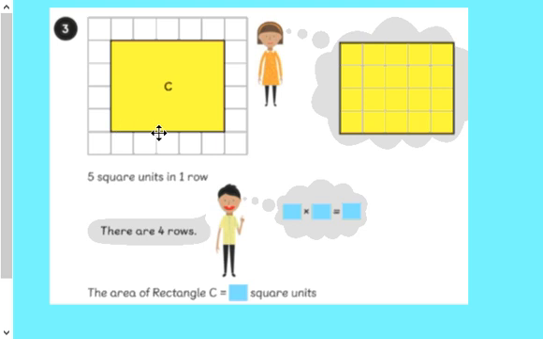Okay, so we have five squares in the row, and we can see that here. Look, 1, 2, 3, 4, 5. So it will be 5 times, and there are 1, 2, 3, 4 rows. So 5 times 4 equals 20. So the area of rectangle C is 20 square units.